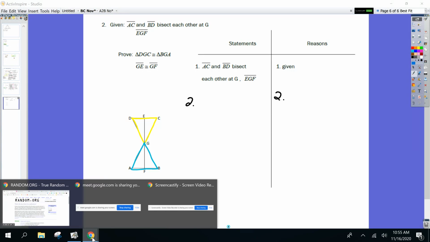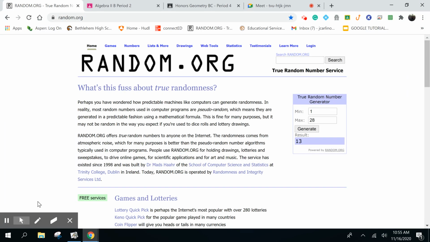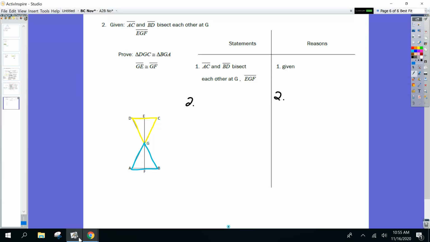If AC and BD bisect each other, where are we? What's true? Oh, gee. Sophia, here we go. DGC and BGA are congruent, vertical angles. Say that one more time. DGC and BGA are congruent. Oh, look, you didn't even use the givens yet, huh?